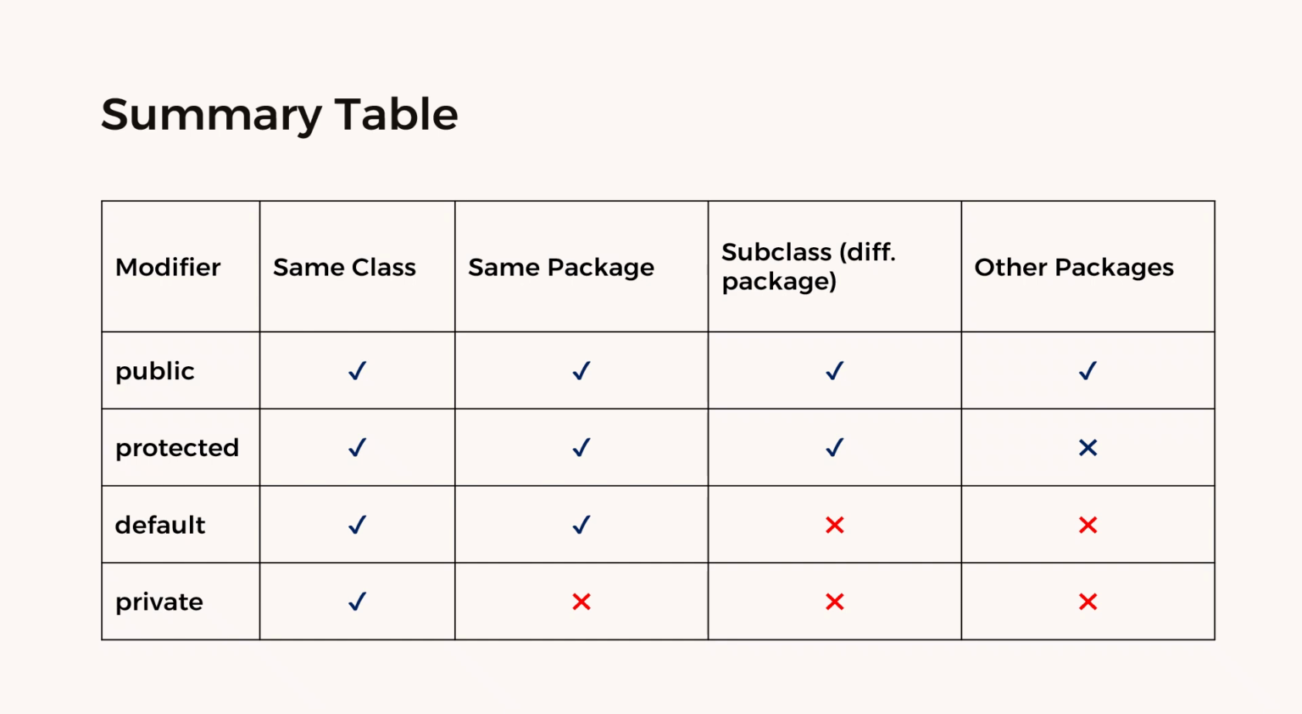Default. Default access is more restrictive, limited to just the same class and the same package. Private. And finally, private is the most restrictive, allowing access only within the same class.